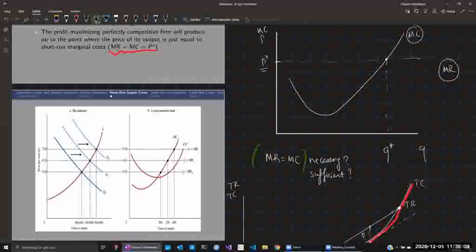It is necessary, however, it is not sufficient. For it to be sufficient, I need another condition, which is the second derivative has to be what? Positive or negative? It has to be negative.